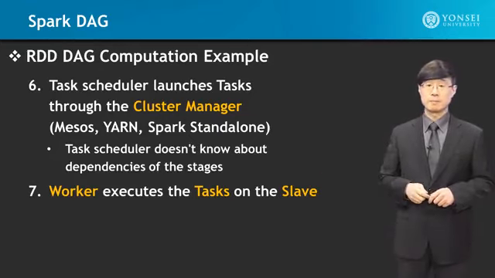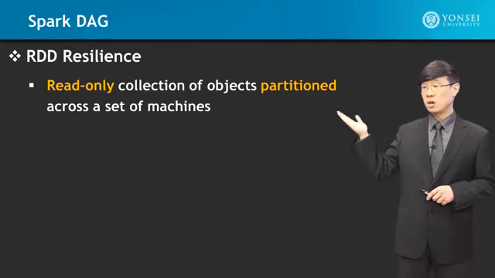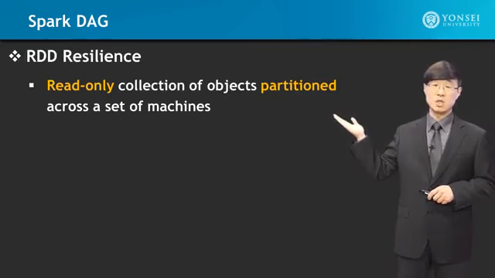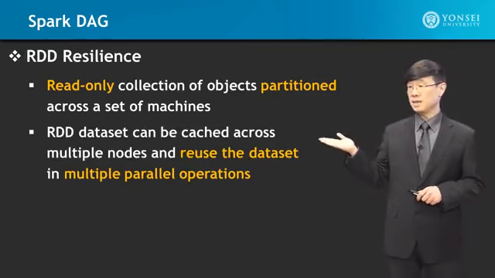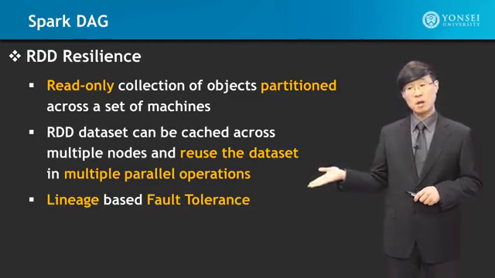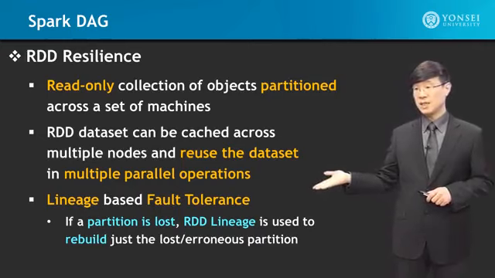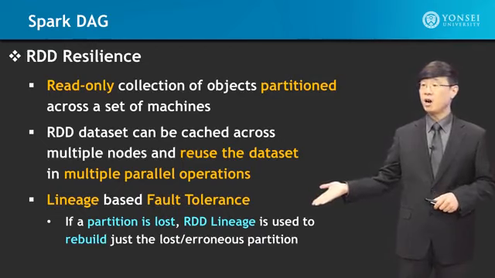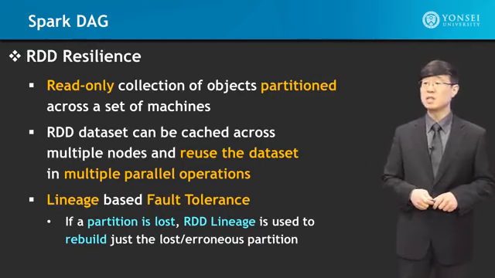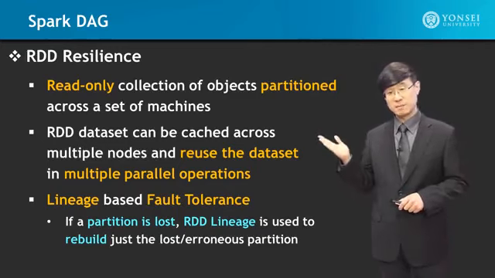RDD resilience: a read-only collection of objects partitioned across a set of machines. An RDD dataset can be cached across multiple nodes and reused in multiple parallel operations. Lineage-based fault tolerance is provided. RDD resilience is based on lineage-based fault tolerance. This is because if a partition is lost, RDD lineage is used to rebuild just the lost or erroneous partition part. And this is why it's called resilient.